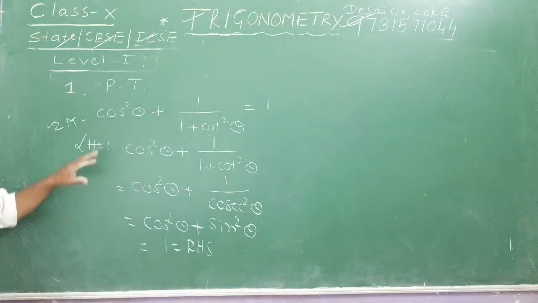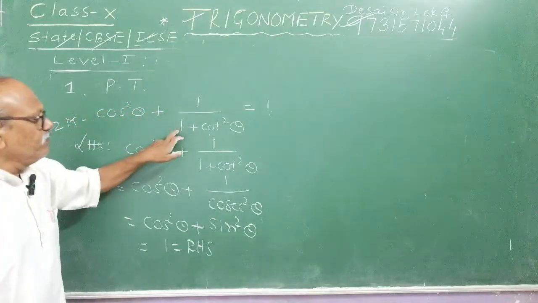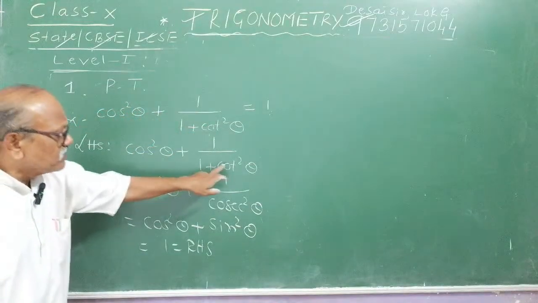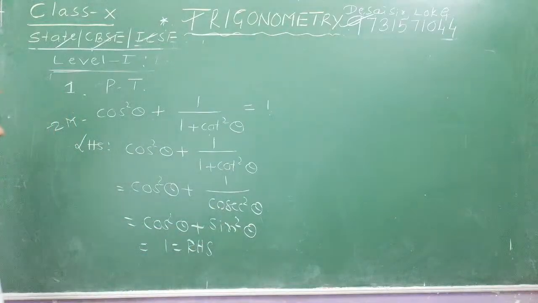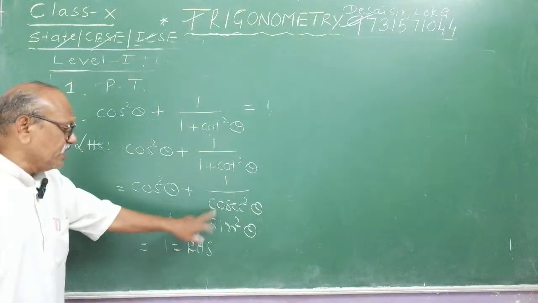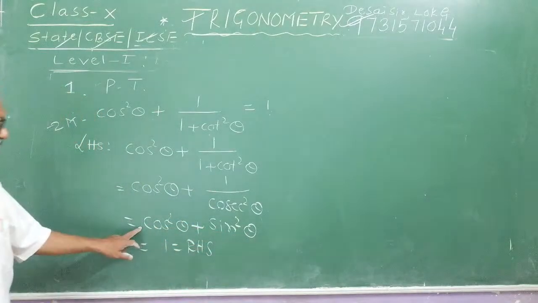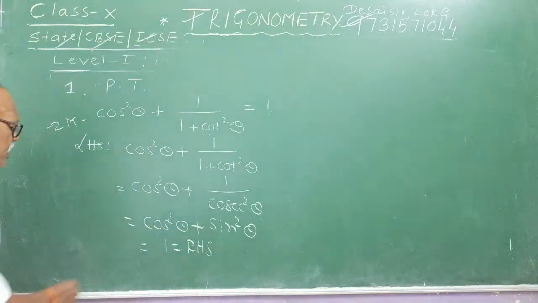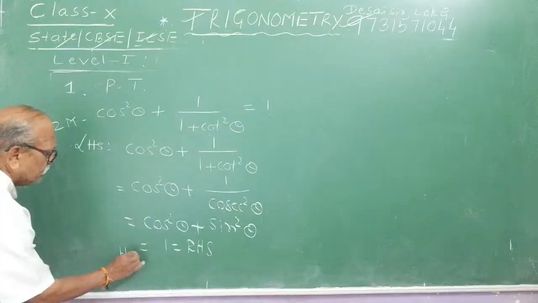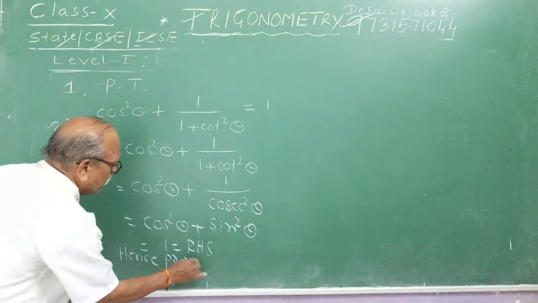Okay, all of your time is out. Observe what I did. 1 upon 1 plus cot square theta. What is 1 plus cot square theta? It is equal to cosec square theta. Check the identity. And 1 upon cosec square theta is sin square theta. First identity, cos square theta plus sin square theta is equal to 1. That is equal to RHS, hence proved. First level problems.